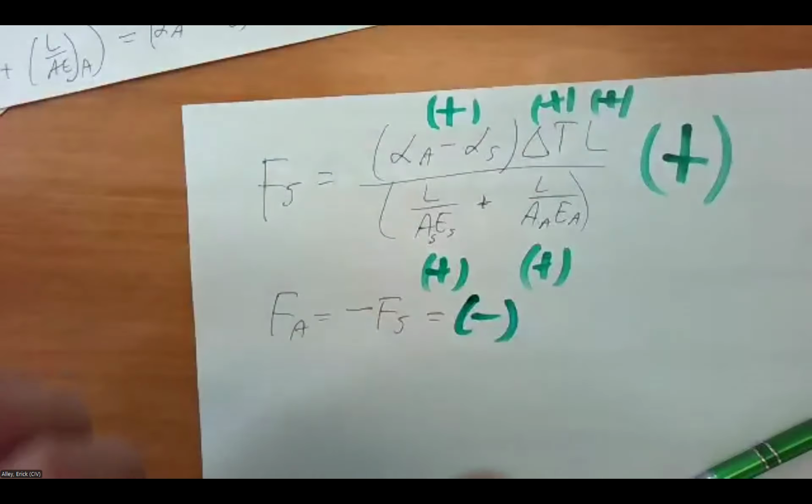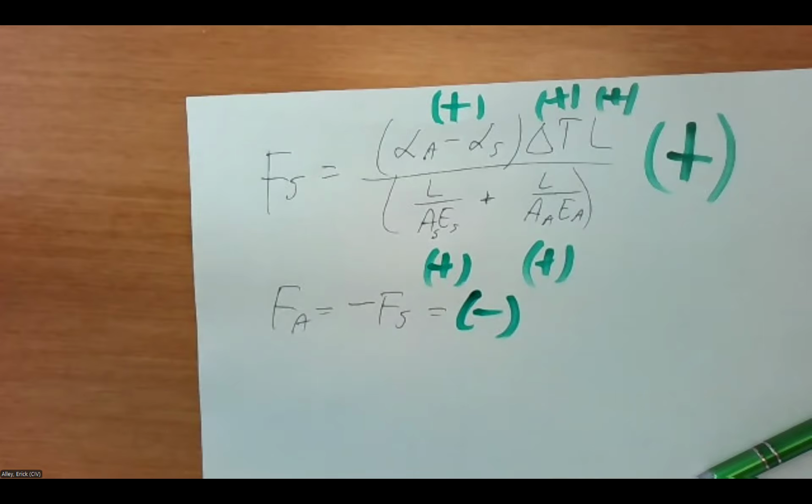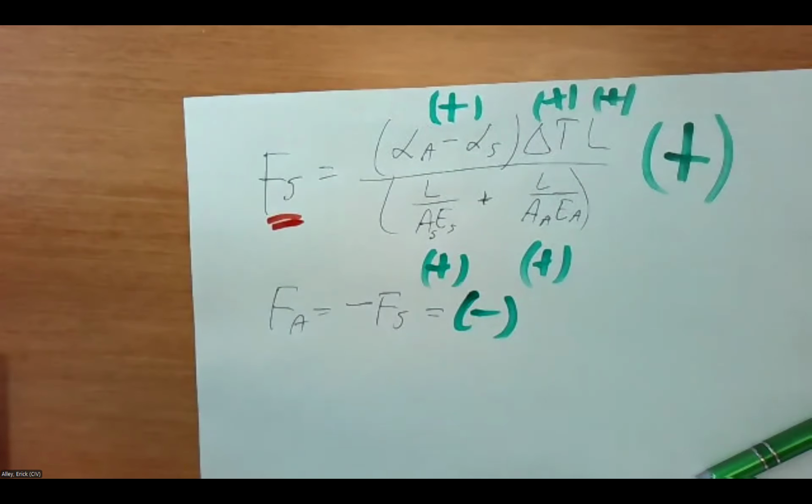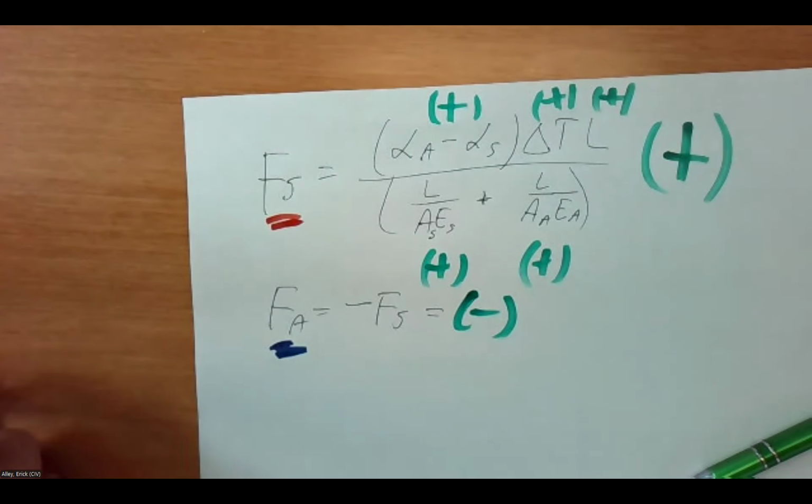So regardless of how much my delta T is, as long as it's a positive number, I'm going to stretch the steel in tension and I'm going to compress the aluminum. So let's think about what those two look like. Let's do red for the steel and blue for the aluminum piece.